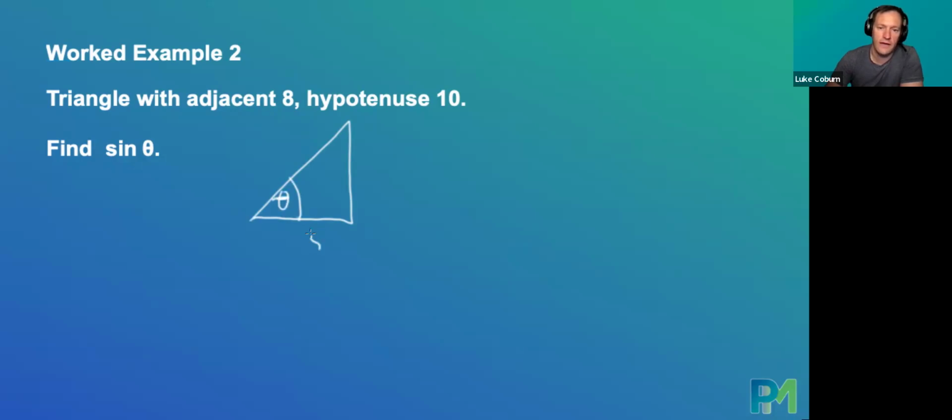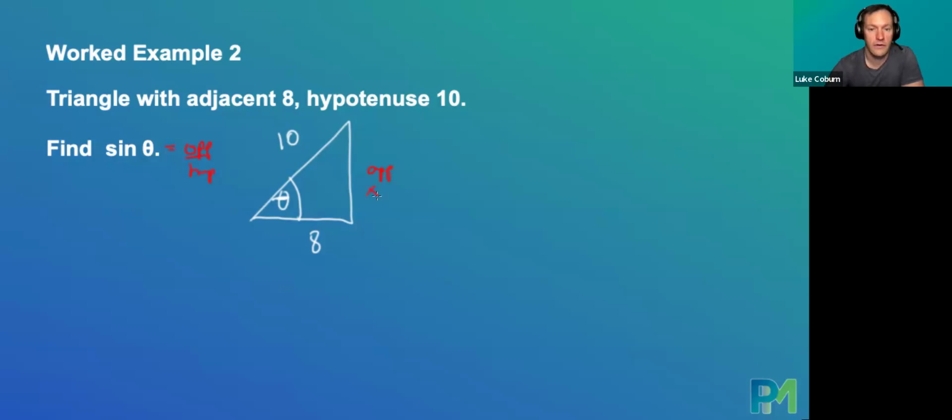The adjacent side is 8. The hypotenuse is 10. And we're looking for sine of theta. We know from SOH-CAH-TOA that sine theta is the opposite over the hypotenuse. This is the opposite. We don't have it. So what do we do? Well, we're going to have to get it. So how can we get it?